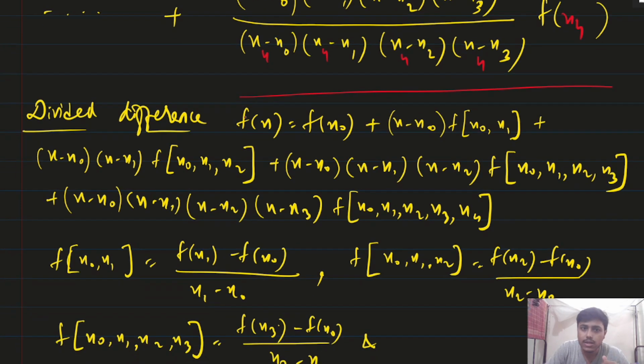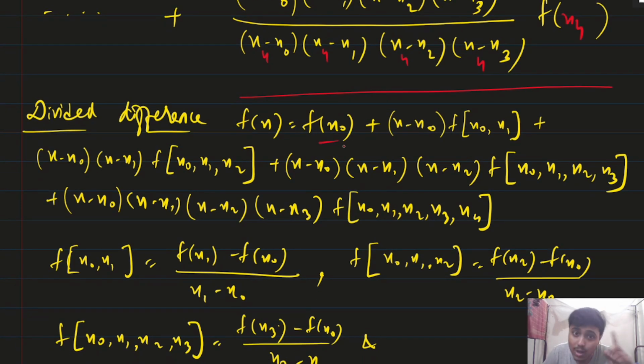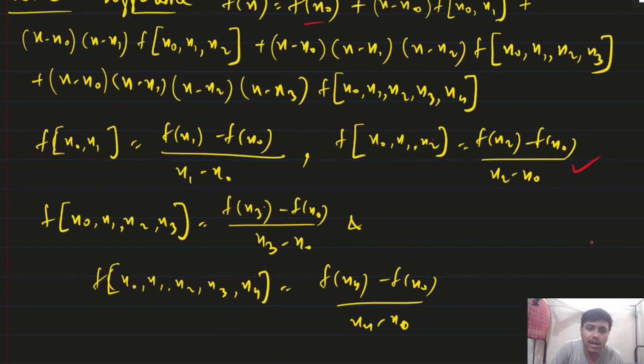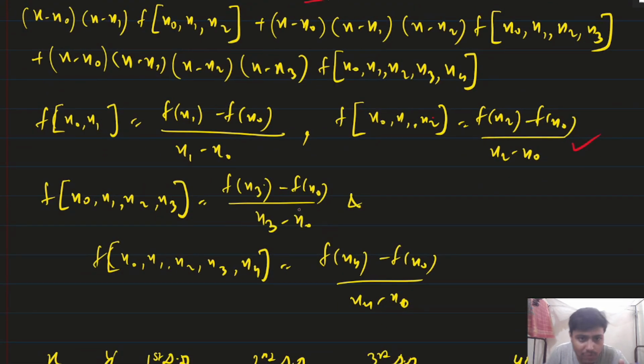Now I will explain. See, f of x0, I told you the value. What is f of x0? Again I will tell you later when I calculate. And what is f of x0, x1? The first bracket. How is the first divided difference calculated? See, for x0, x1 it is f of x1 minus f of x0 divided by x1 minus x0. The second divided difference we will calculate as, see, the endpoints x2 and x0, so f of x2 minus f of x0 divided by x2 minus x0. And the third divided difference, like this it will go on: f of x3 minus f of x0 divided by x3 minus x0.